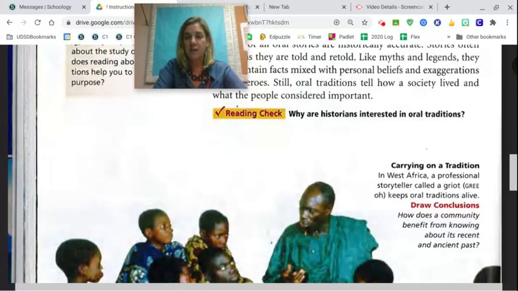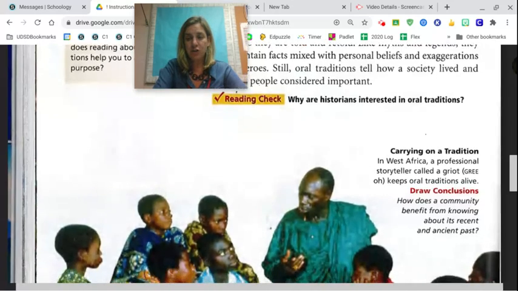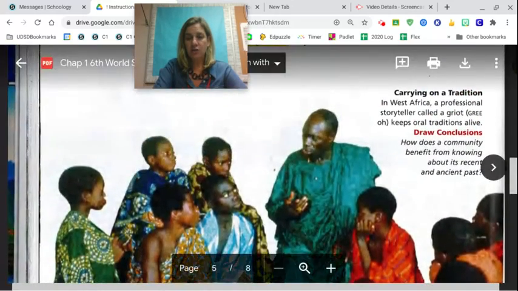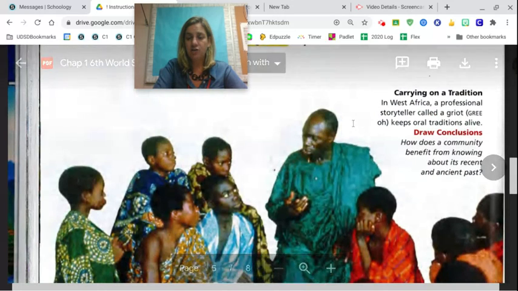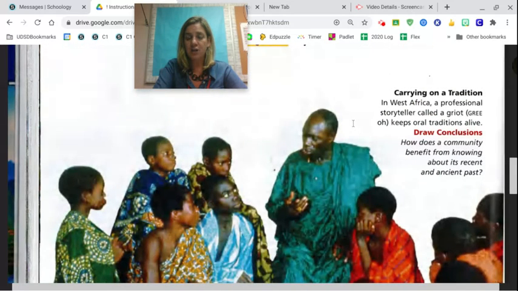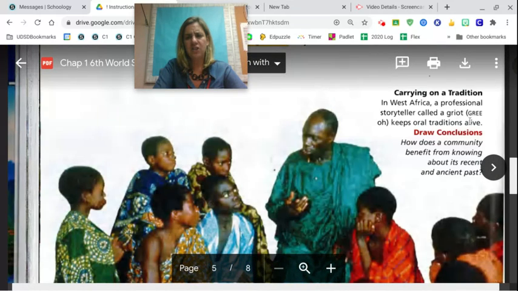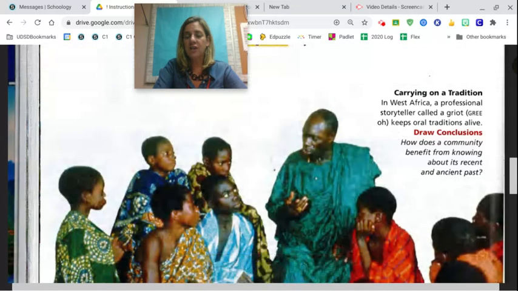That's a friendly feature. And here I have another picture. Let's look at the caption. Carrying on a tradition. In West Africa, a professional storyteller called, I need the pronunciation key here, griot. Oh, you don't say the T. Called a griot keeps oral traditions alive.